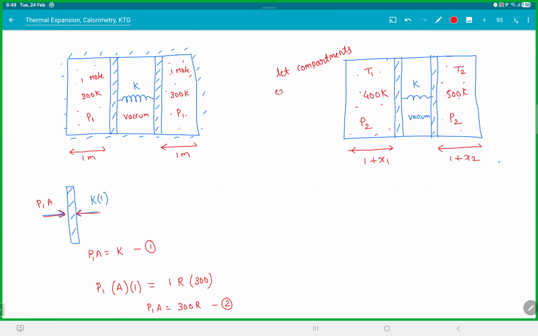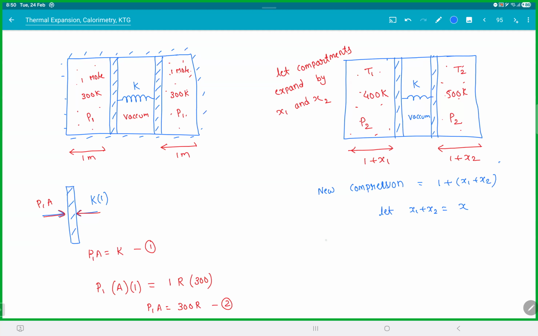Let the compartments expand by x1 and x2. So what is the new compression in the spring? Initially you're already compressed by 1 meter. Now you're compressed further by x1 and x2. So the new compression is 1 plus x1 plus x2. So for convenience, I'll just call it x. So let x1 plus x2 be equal to x.